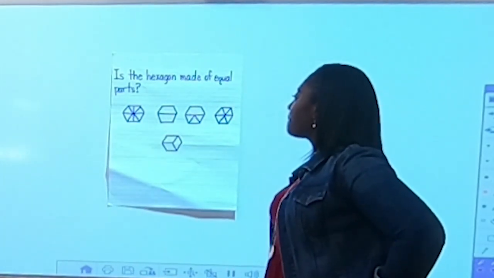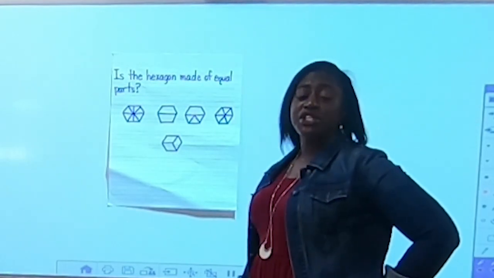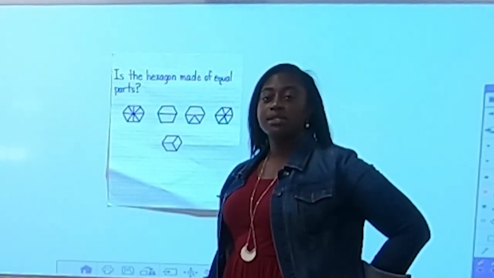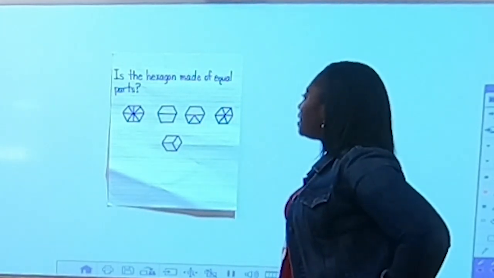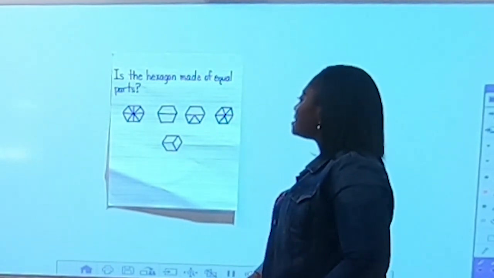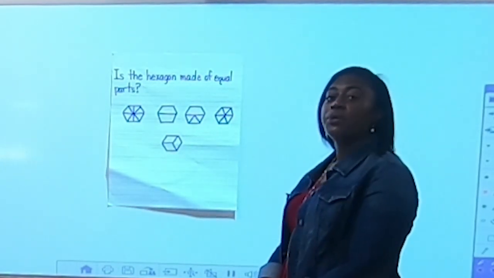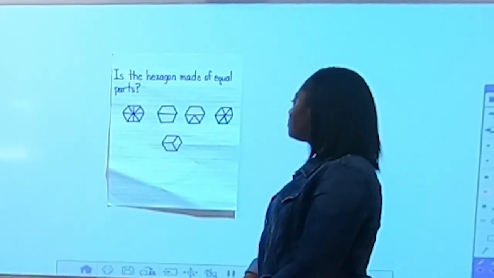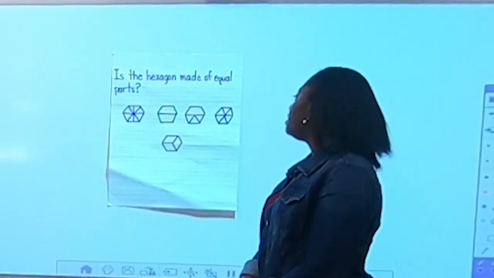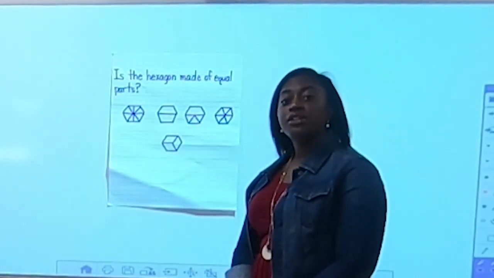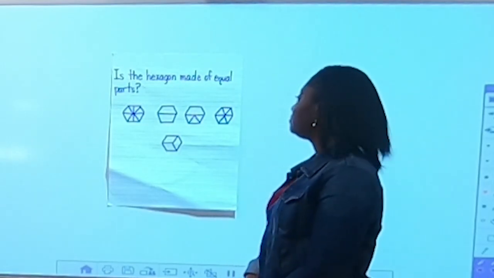Let's look at this one. Good job. This shape was created using 2 trapezoids. So it is made of equal parts. Let's look at our next shape. Is that shape made of equal parts? Remember, equal means that the shapes need to be the same. No, it's not. This shape is made of using trapezoids and triangles. Those shapes are not the same.